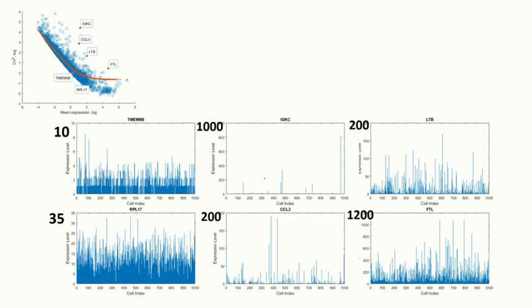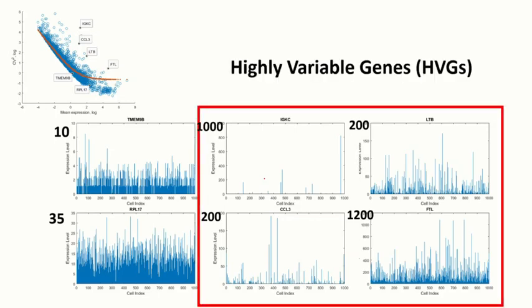But these four genes, which are way above the curve, are expressed like this. The magnitude is from 0 to 1,000. Some cells express this gene almost 1,000. This is 0 to 200. This is 0 to 1,200. This is 0 to 200. There are a lot of zeros as well, empty cells. So the genes above this curve have more variability than expectation. Those genes we call highly variable genes.